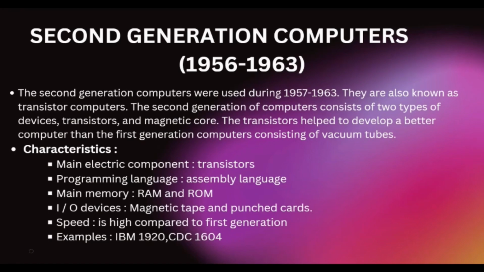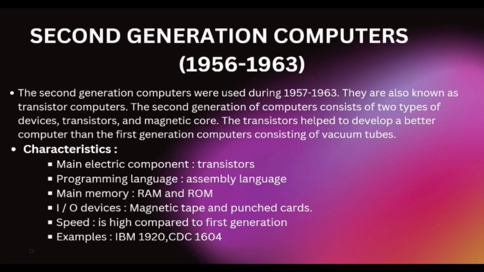Second generation computers were used during 1957 to 1963. They are also known as transistor computers. Second generation computers consist of two types, transistors and magnetic core. The transistors help to develop a better computer than the first generation computer consisting of vacuum tubes.